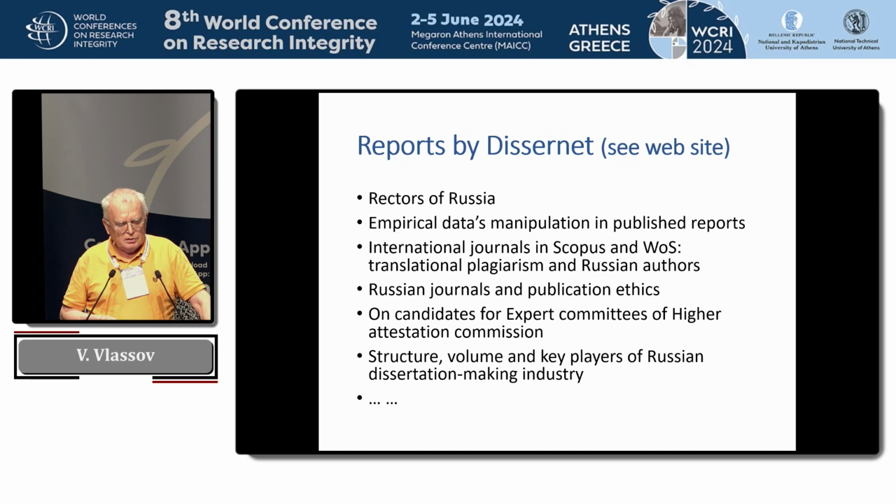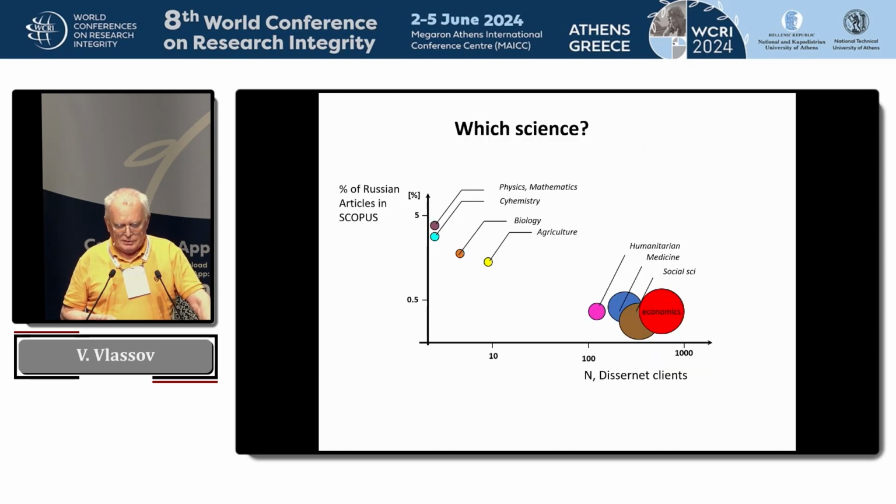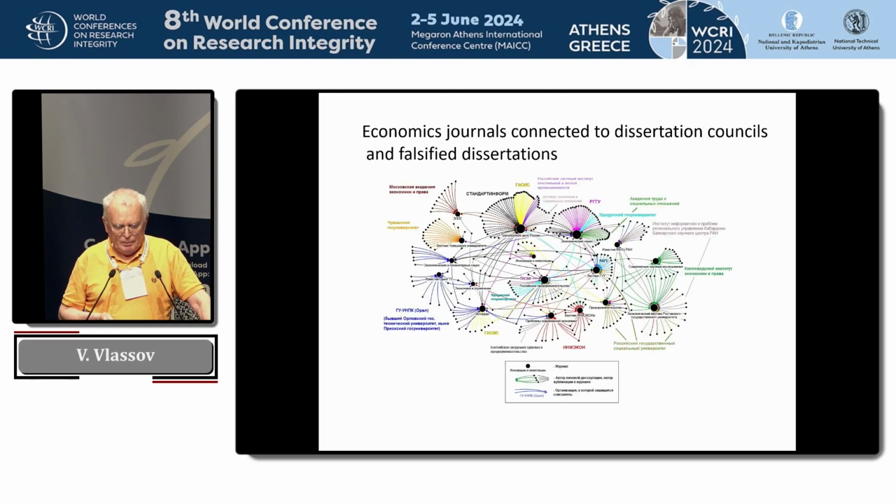We publish reports on specific subjects like rectors of Russia or specific aspects of the data manipulation like empirical data manipulation, or we studied the candidates of the Academy of Science in 2020 and helped the Academy of Science to elect only good people, at least not plagiarizers. Because we have a huge volume of work, we were able to weigh different sciences. And we see that in biology, physics, mathematics, almost no plagiarism, and medicine, social science, and economics is blossoming with an enormous number of plagiarized dissertations.